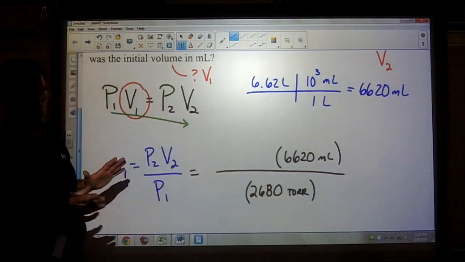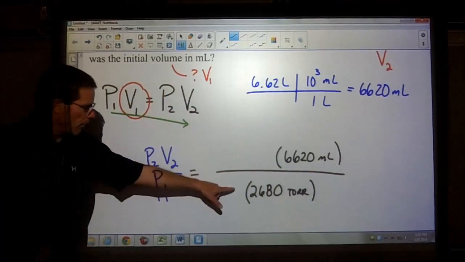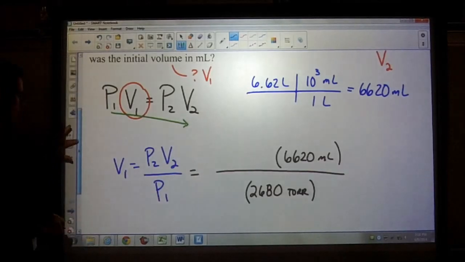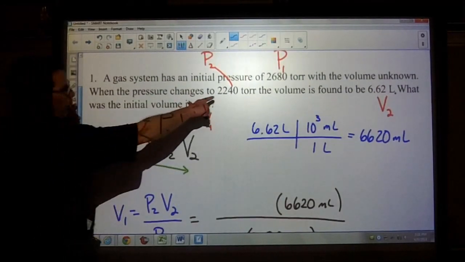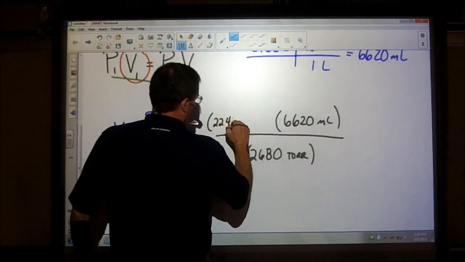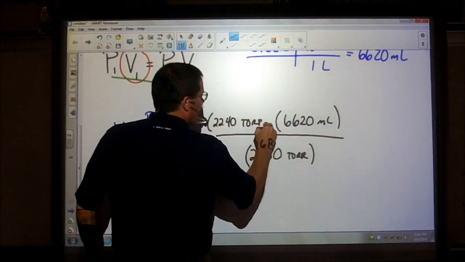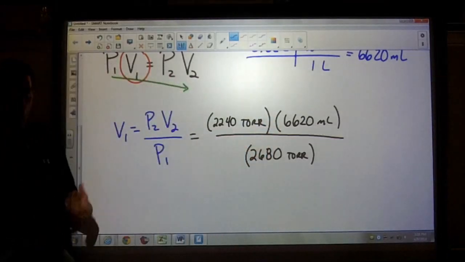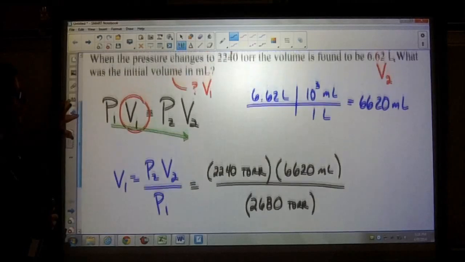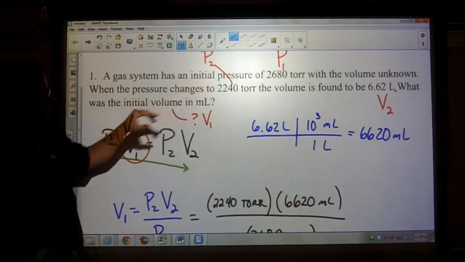So that's one reason why I label. Make sure that you actually put the correct value with the correct variable. So P2 is actually the 2240 torr. Okay, so again, even though I was a little quick in writing the values down, that's one reason why you want to make sure that you label your values or your variables.